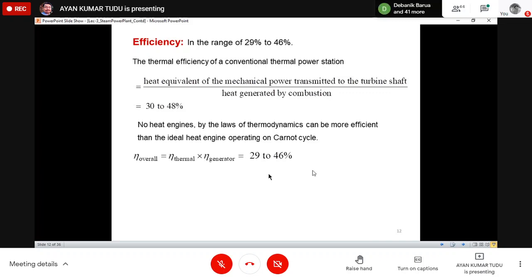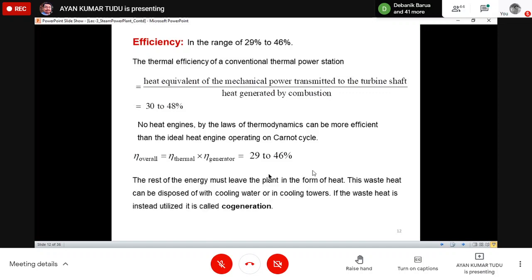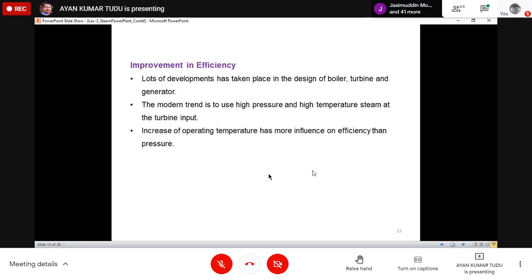The rest of the energy will leave in the form of heat, and this waste heat can be disposed of with cooling water or in cooling towers, as we saw in our cooling water circuit. And if the waste heat is instead reused, it is called cogeneration. So how can this efficiency be improved? Obviously the design of the boiler, turbine, and the generator have to be improved.